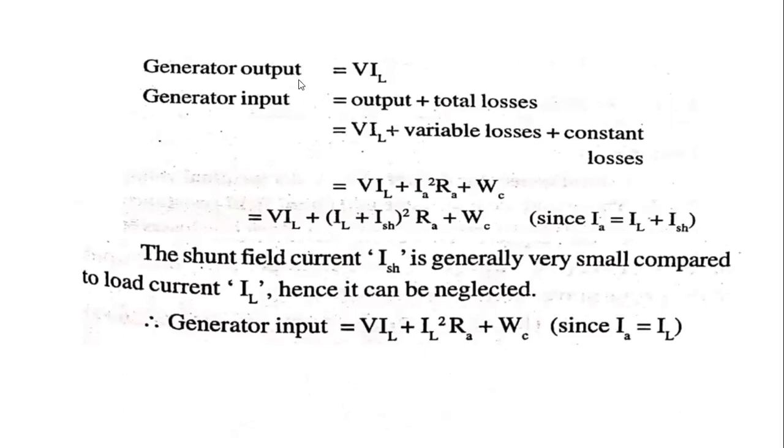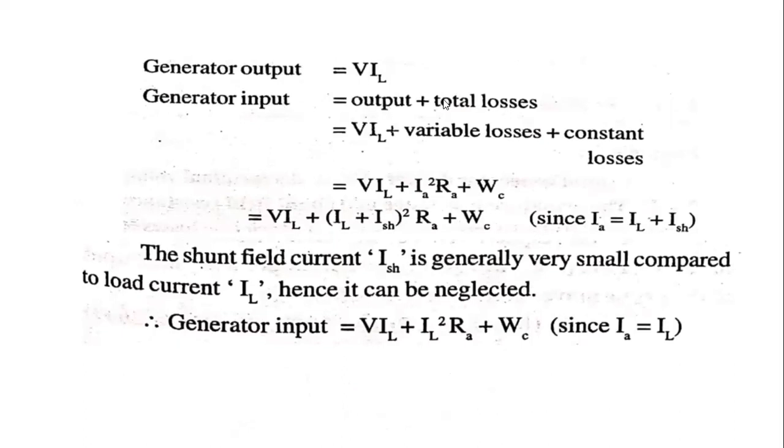First of all, we are taking the generator output. What is the output for that generator? Electrical output, that is V into IL, electrical power. The generator output is V into IL. Next, what is the generator input?